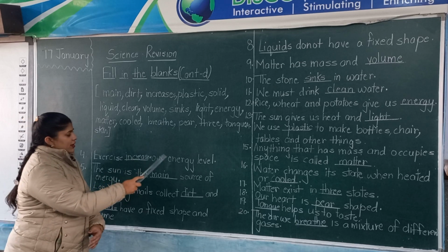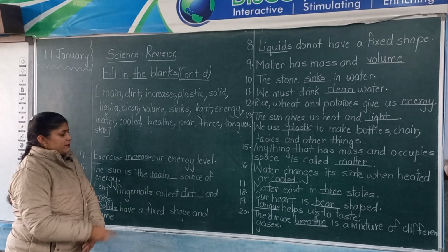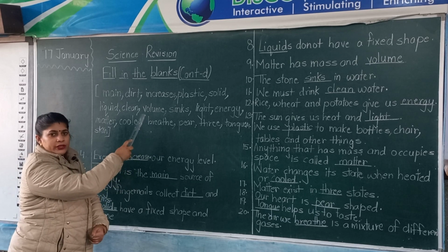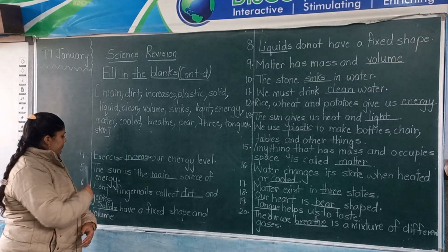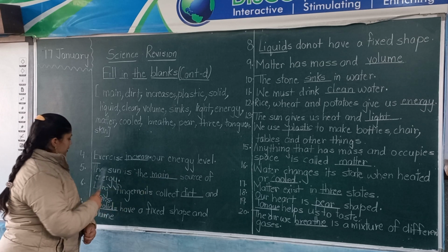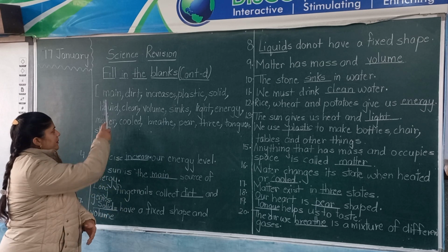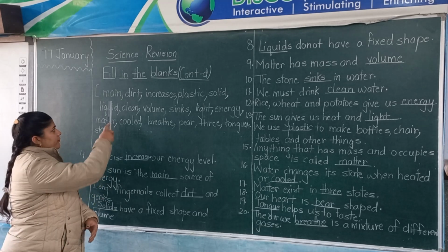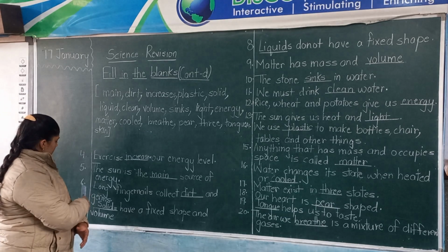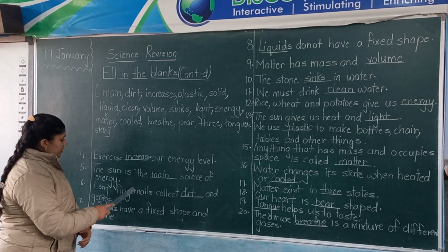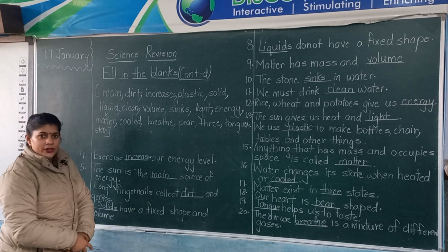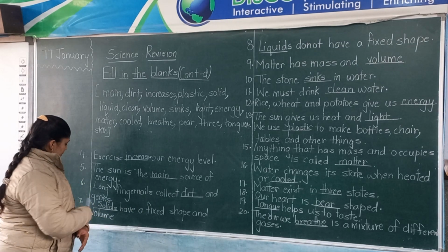Exercise dash R energy level. Answer will be increases. We have to choose from these options only. Number 5. The sun is the dash source of energy. Answer will be main. From upwards, we will choose the options. 6. Long fingernails collect dash and germs. Answer will be dirt.